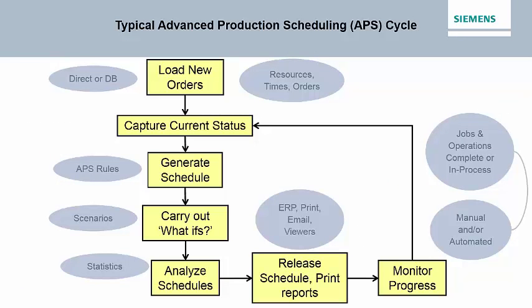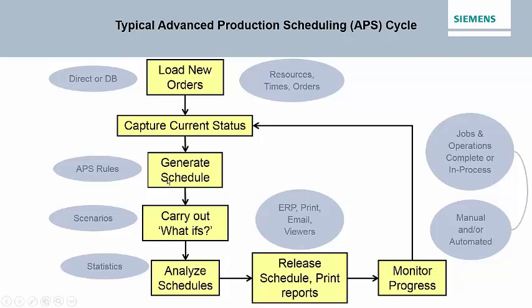Now, before talking about PreActor specifically and its differentiators, I wanted to talk about what we mean by scheduling and talk about the advanced production scheduling cycle. In a typical scheduling system, the new orders are loaded and the current status of the facility, be it job shop, factory, food processing plant, is captured, and based upon the new orders and the current status, the automated algorithm following APS rules can generate a schedule.